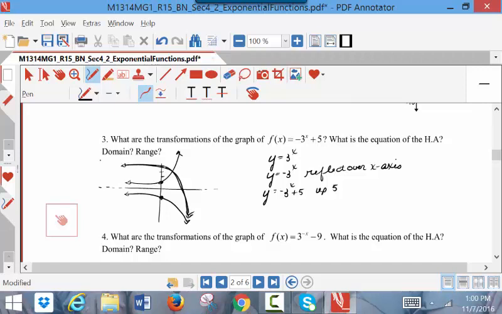So now my horizontal asymptote is here, and my new horizontal asymptote would be y equaling 5. So when it says what is the equation of the horizontal asymptote, it's y equaling 5. Okay, it's y equaling 5.